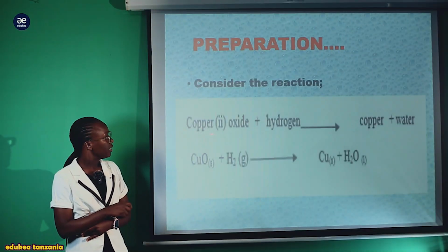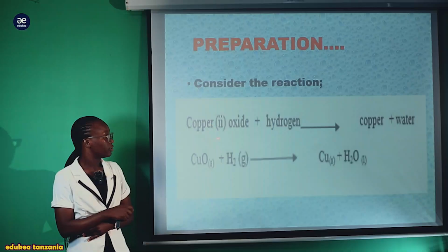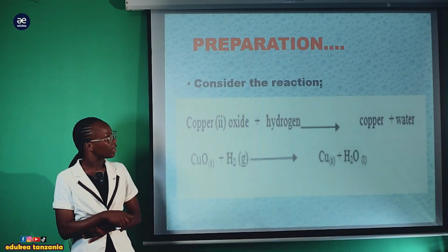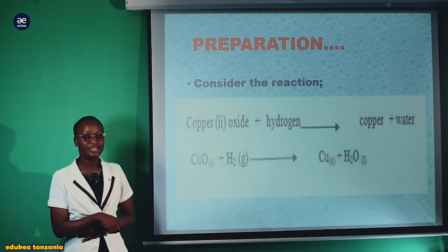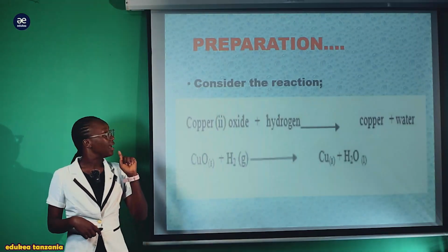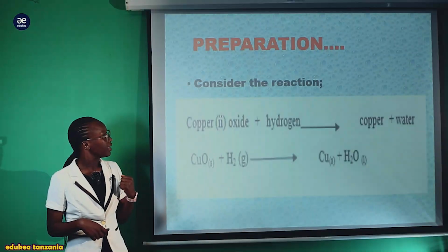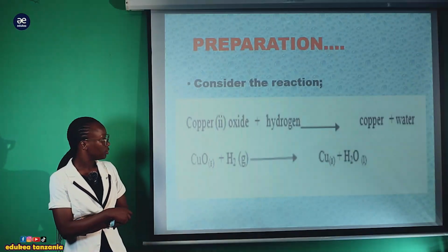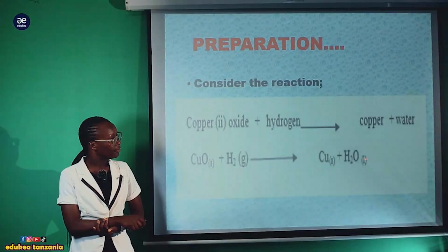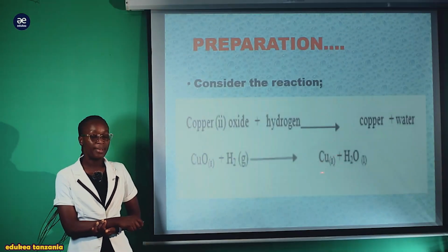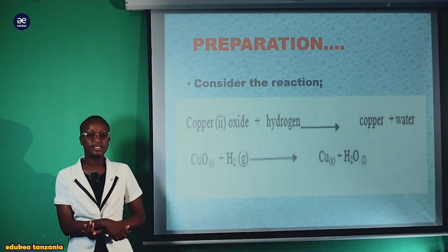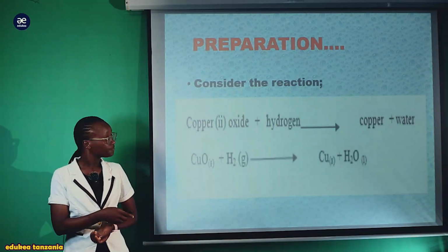Now you can see here copper oxide. This is a metal oxide, and when it's reacting with hydrogen, we are going to get the copper metal and water. It means that the hydrogen here acts as a good reducing agent, whereby it reduces the copper oxide into copper metal. This is the reaction: copper oxide plus hydrogen gas. We have seen here we get copper metal and water. So hydrogen here is a good reducing agent.